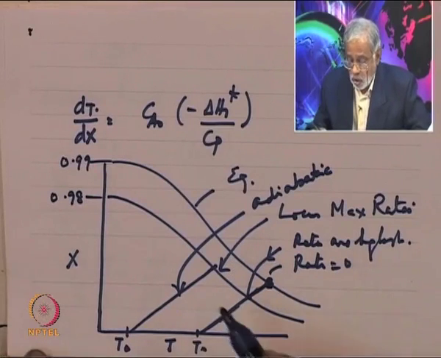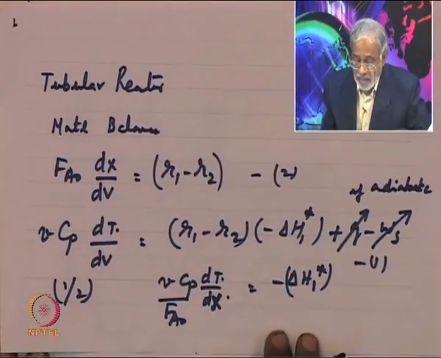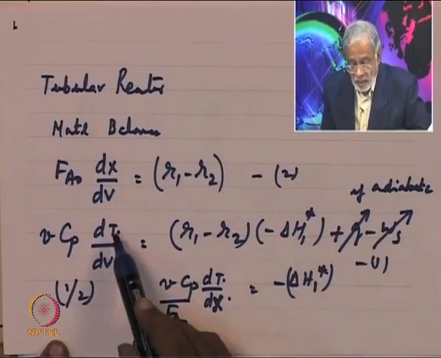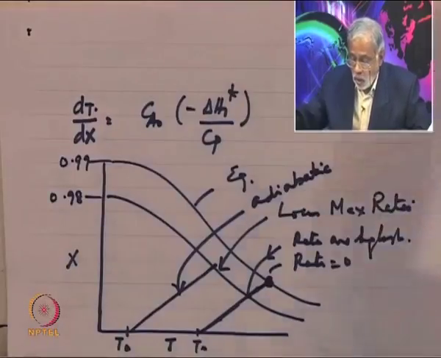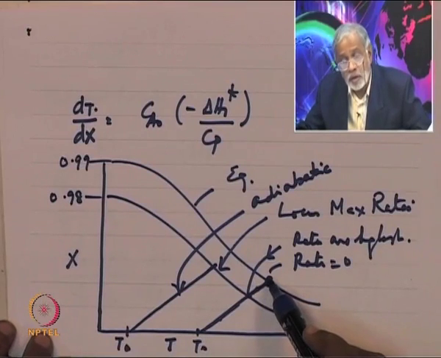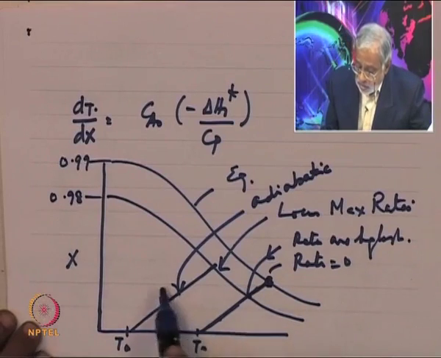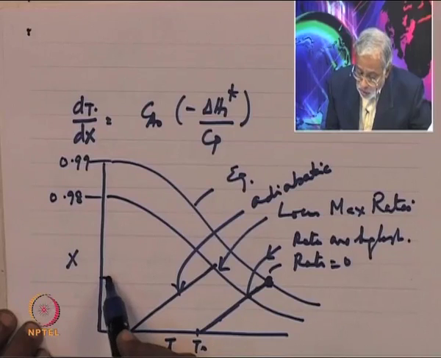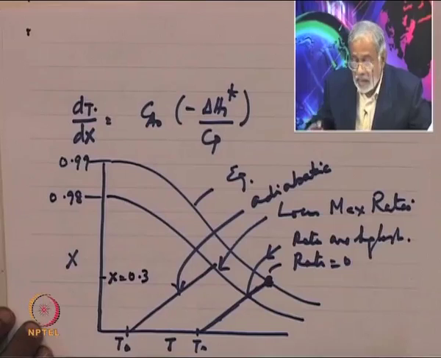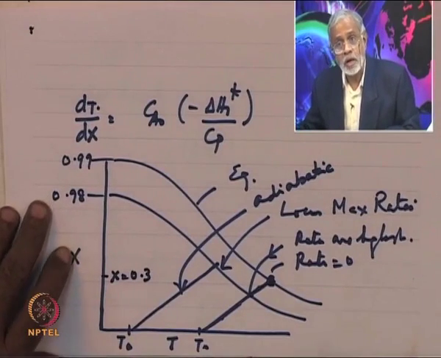Now, what our equations are telling us is that in an adiabatic process, temperature and conversion will move along this line, and then it will hit the point of equilibrium and stop. So, clearly, if the conversion corresponding to this point, this value of x here, let us say is 0.3, then clearly we are not able to reach as high a conversion as you and I would like to reach.